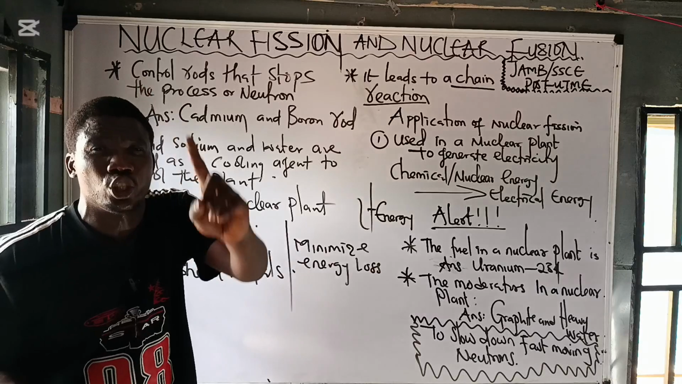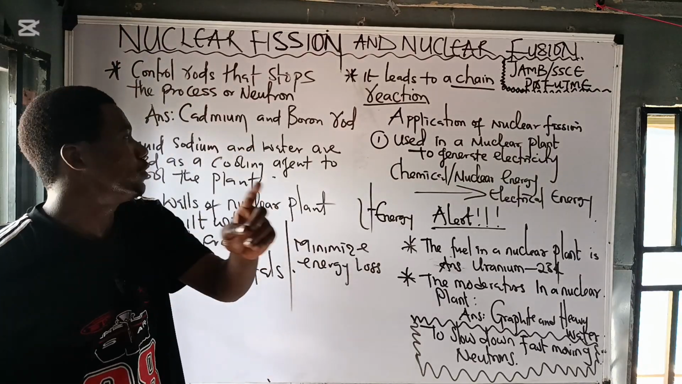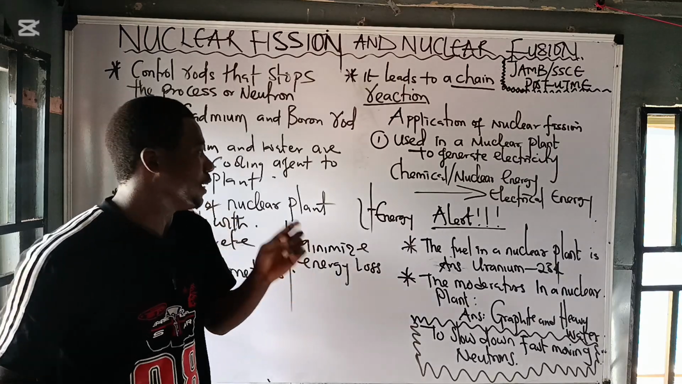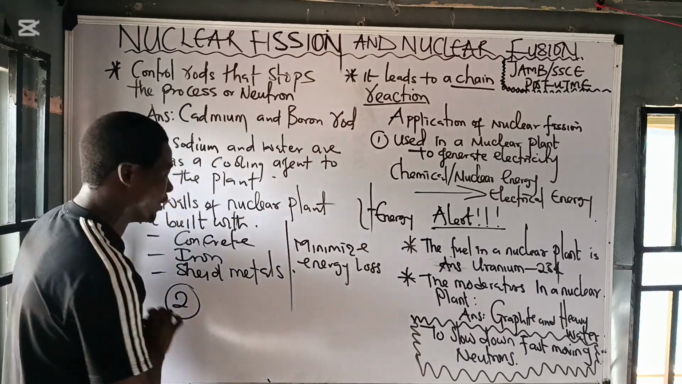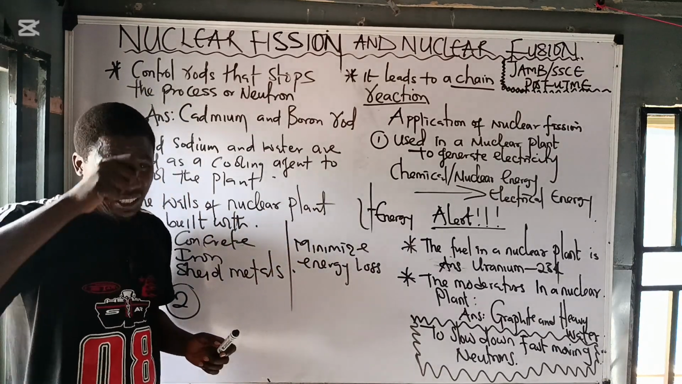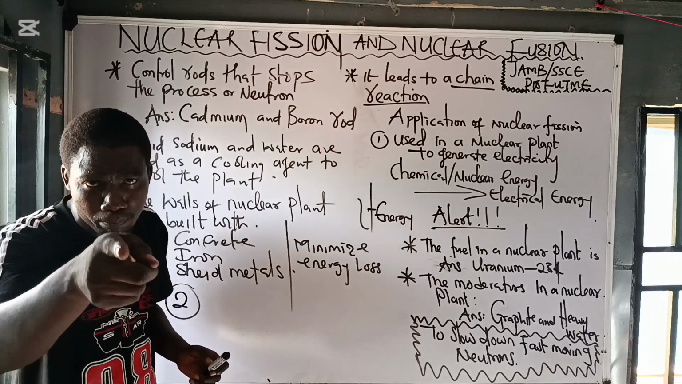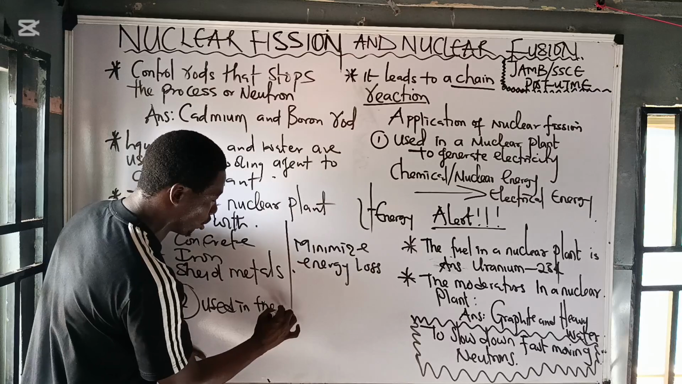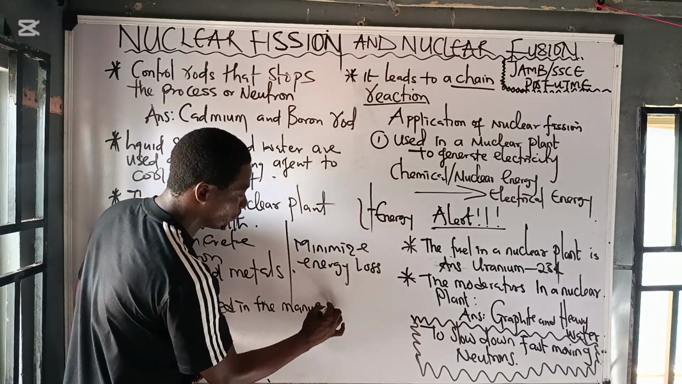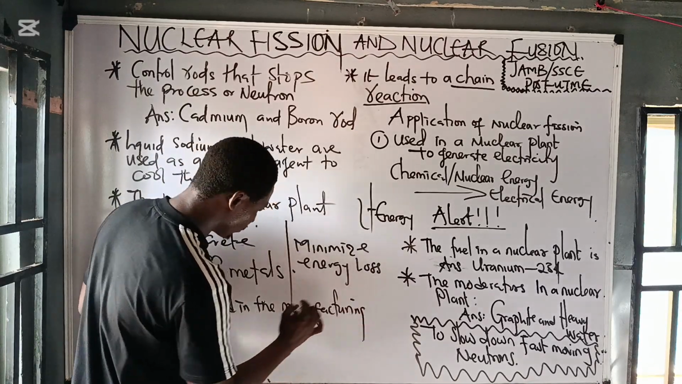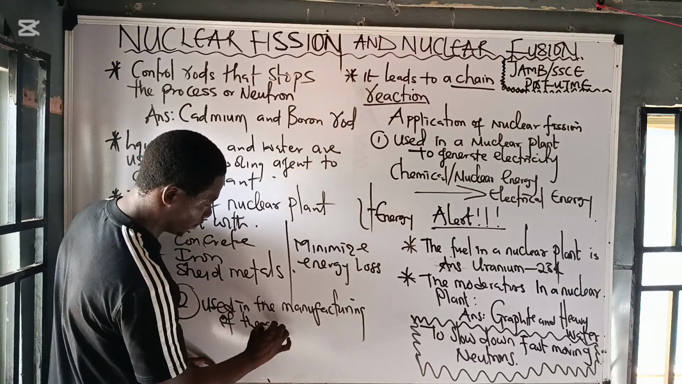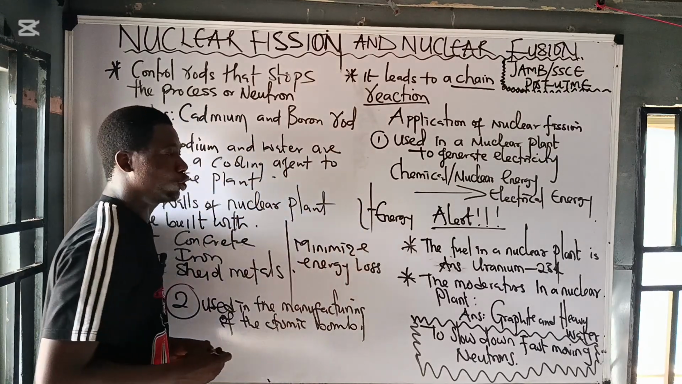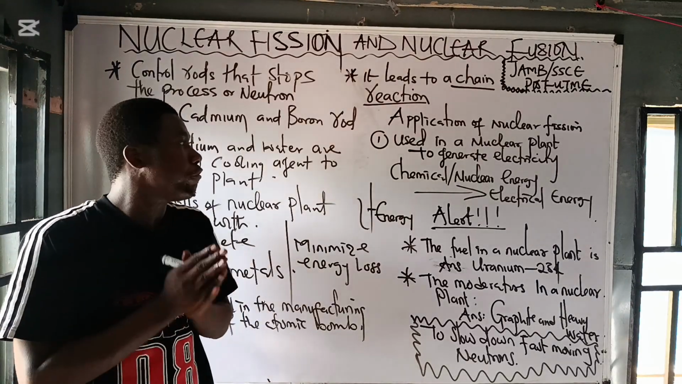The number one application of nuclear fission is what? In the production of nuclear power. Then the second application is that it is used in the manufacturing of atomic bomb. Take note of that. It should be noted. So take note of this fact, okay?